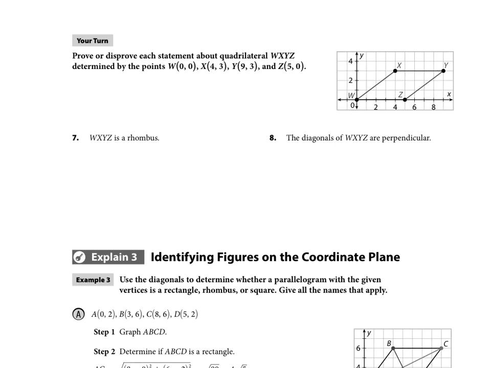In the your turns that you're being asked to do this time, we're being asked to prove or disprove each statement about the quadrilateral that's shown in the diagram. That's W, X, Y, Z. And we're being asked to show, is it a rhombus? So remember the characteristics of a rhombus are that we've got 4 congruent sides, so remember which formula we need to use. And then for question 8, prove that the diagonals are perpendicular. So remember, in the diagonals we skip letters here. Make sure you're connecting the right 2 points at a time as you're doing your slope.